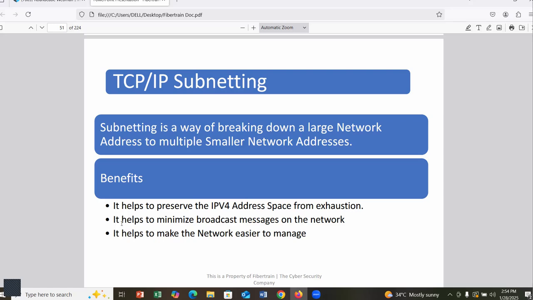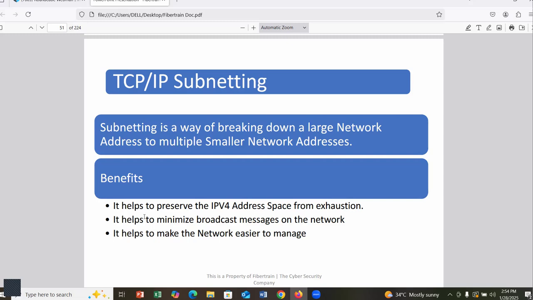The next one is that it helps to minimize broadcast messages on the network. If we don't have a subnet on the network, all the systems will be on the same network. For instance, on a LAN, all the systems will be on the same network, and if there's any message going to another system, there will be what we call a wide broadcast message, because the message will be sent to all the systems on the network. But when we have a subnet on the network, it's going to minimize the messages.